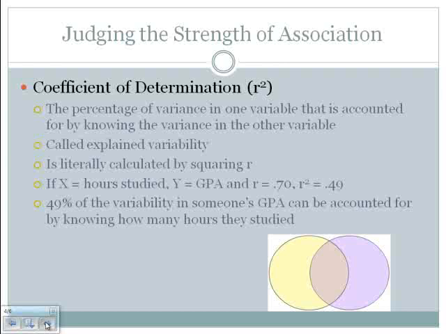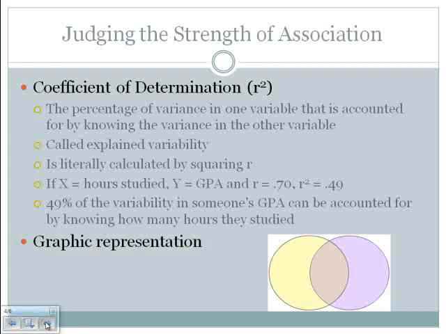So we have an example here. If hours studied is our X variable, if Y is GPA, and the correlation between those two is 0.70, then our R squared is 0.70 times 0.70, which gives us 0.49. And the way that you would interpret that is 49% of the variability in someone's GPA can be accounted for by knowing how many hours that they studied. And I'm going to hit this next button, so that you can see that there's a graphical representation.